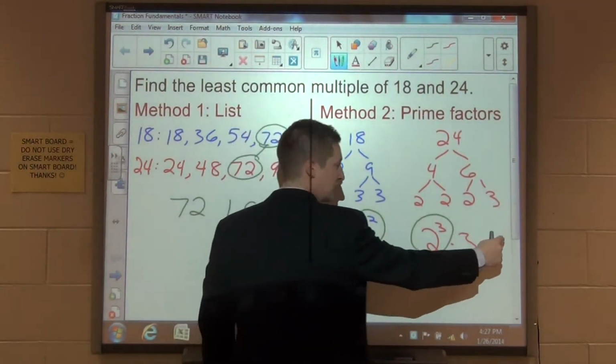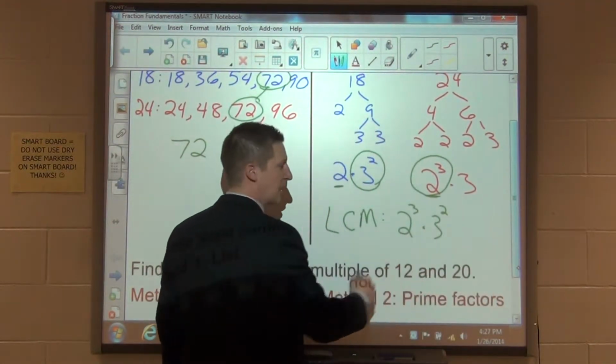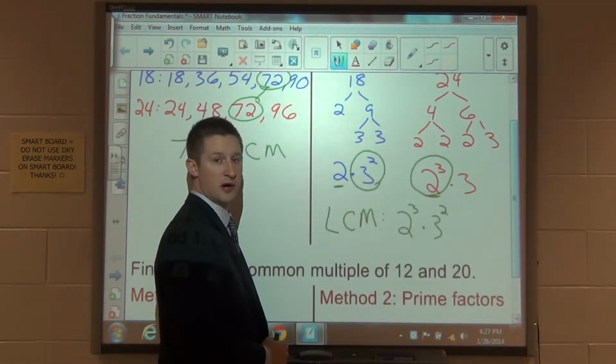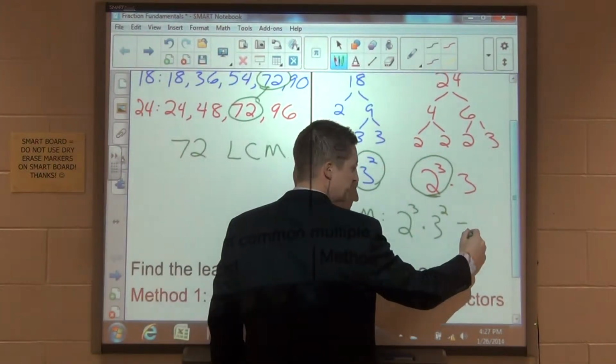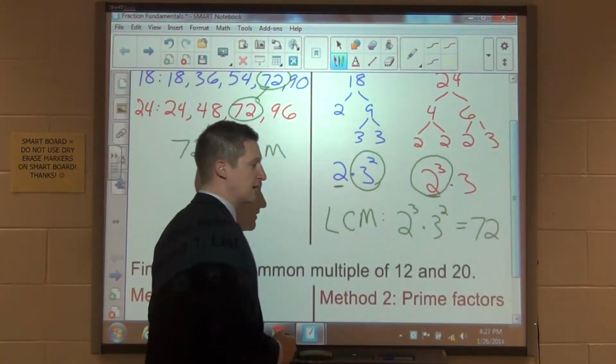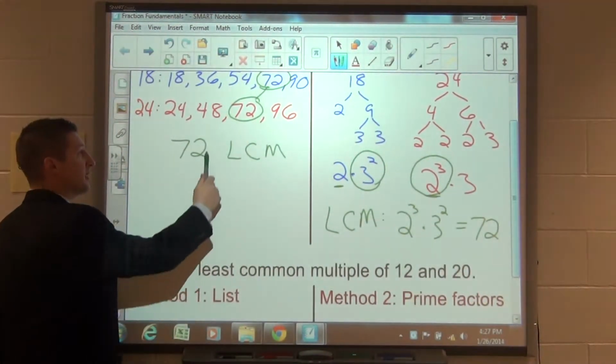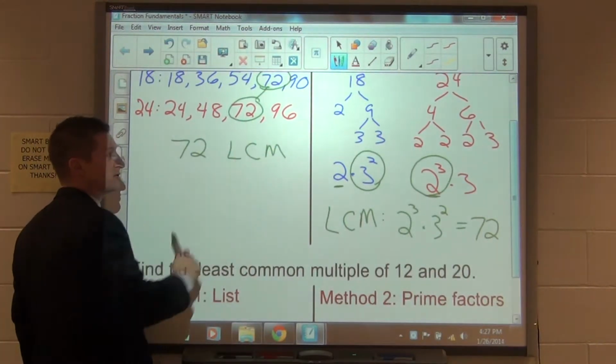If I were to then take 2 to the third power times 3 squared, 2 to the third power being 8, 3 squared being 9, 8 times 9 would be 72. The exact same number that we got by listing all the multiples of each number.